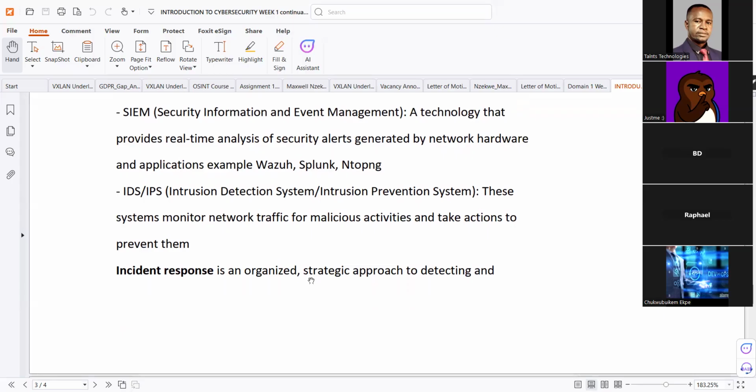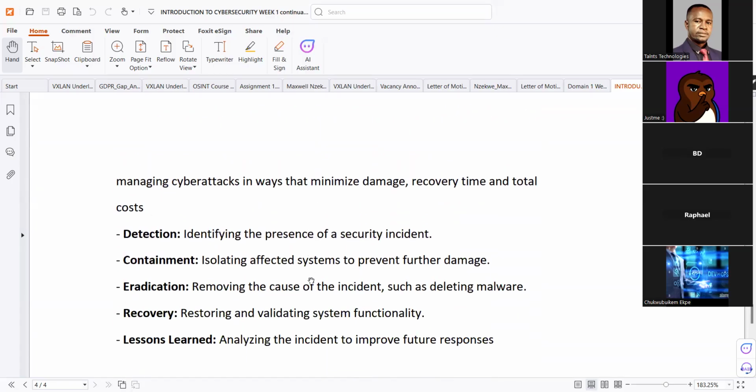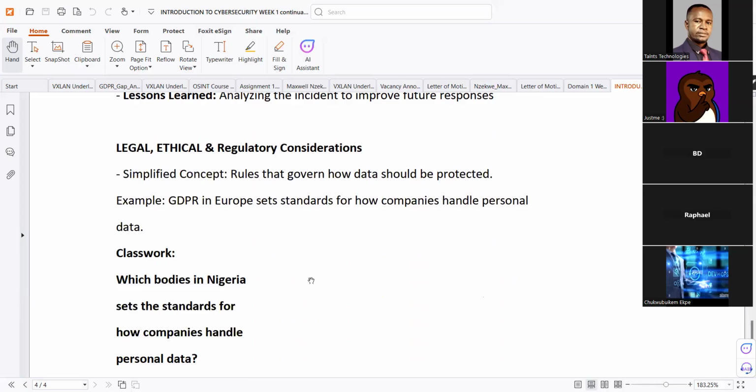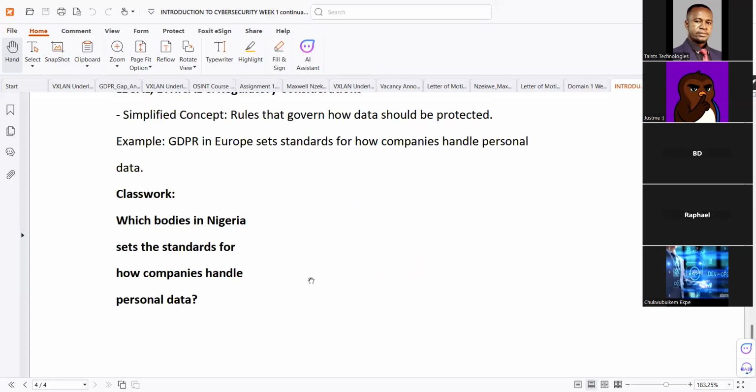So incident response is an organized strategic approach to detecting and managing cyber attacks in ways that minimize damage, recovery time, and total cost. So detection, containment, eradication, recovery, and then lessons learned. All these things are what you will now go and look at. We have legal, ethical, and regulatory considerations. We have HIPAA, GDPR, that's the Europe-set standard. We have NIST, and a whole lot of these standards. So you are going to come across all of them.